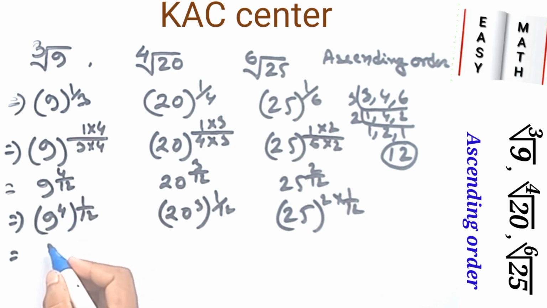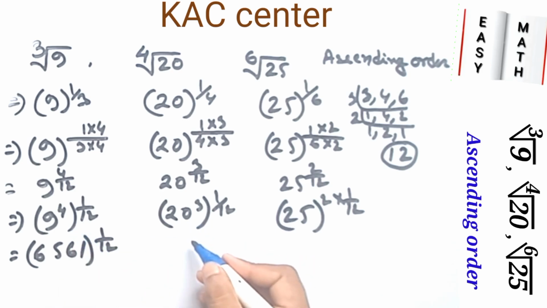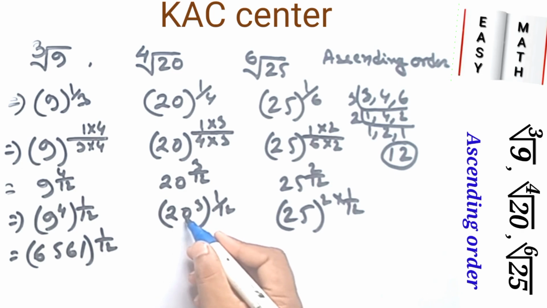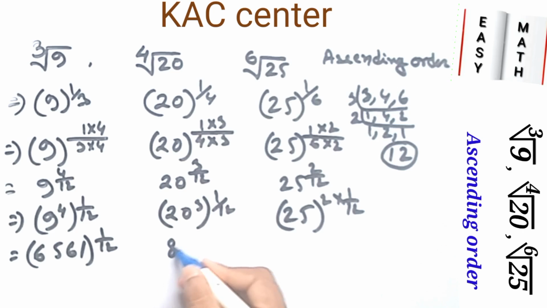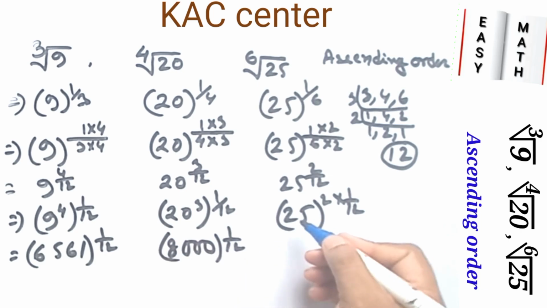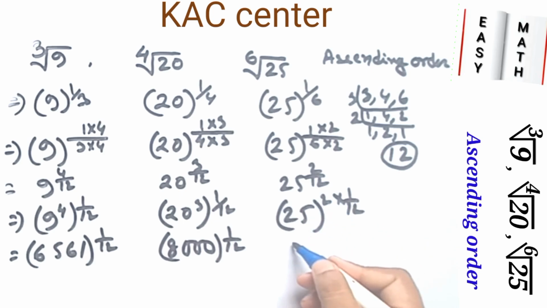So this value, 9 to the power 4, is 6,561. This is 12, and this value is 20. This is 20 into 20, which is 400. 400 into 20 is 8,000, and this is 25 squared. So this is 625.